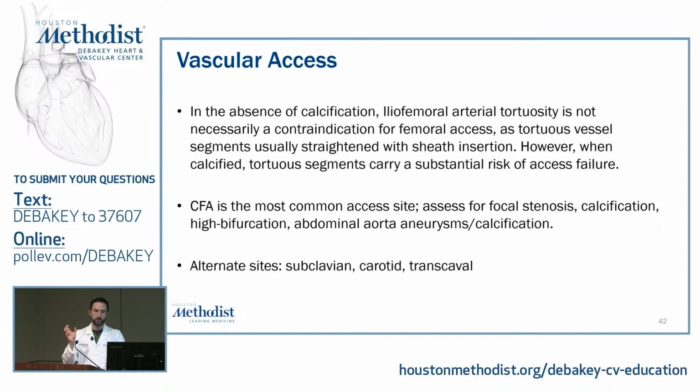So whenever we're reporting on the iliofemoral, not only do we mention the dimensions, we also mention calcification and tortuosity to give the operator a sense of how feasible it is to do femoral access. So the CFA is the most common access site. You want to look for the dimensions of the femoral artery there, look for stenosis, calcification, high bifurcation, which, as you know, can be a risk for closure. And then you always report any aneurysms in the abdominal aorta or otherwise. Alternate sites, if femoral is not deemed appropriate for access, you can do subclavian, carotid, or even transcaval.